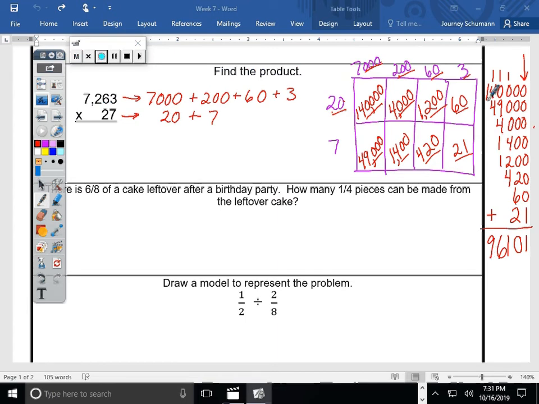And last but not least, I have 1 plus nothing, so I could just bring that down. That 1 is in the 100,000s place. That's going to land somewhere in here near this dark line, isn't it?